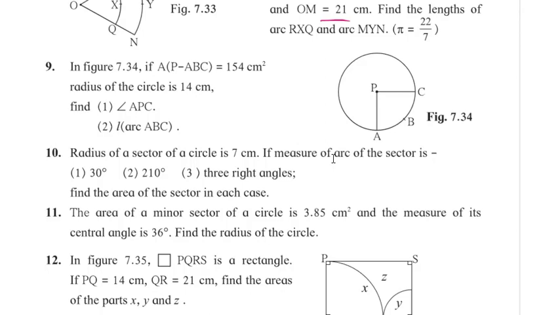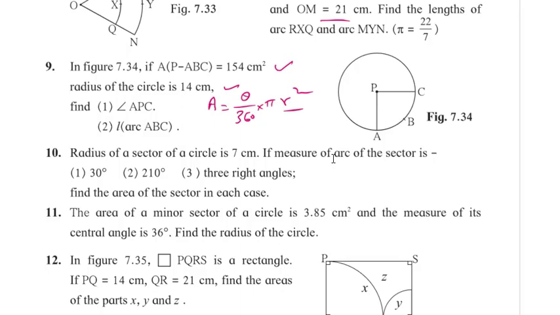Now what is given? We have given area and we have given radius. So we know that area A equal to theta upon 360 into pi r square. So radius is there, value of pi we can take 22 upon 7. Area is there, only theta is unknown, that we have to find out.